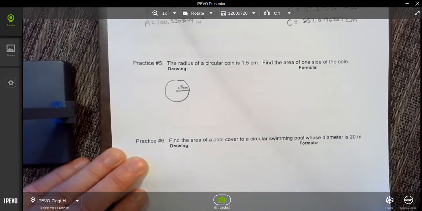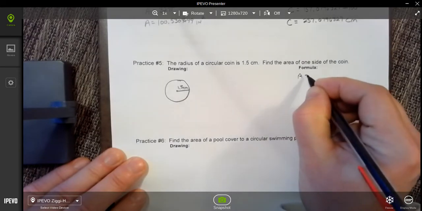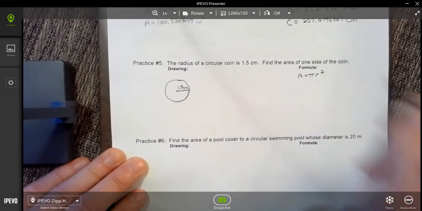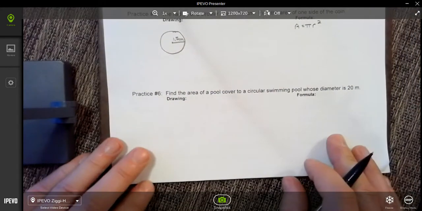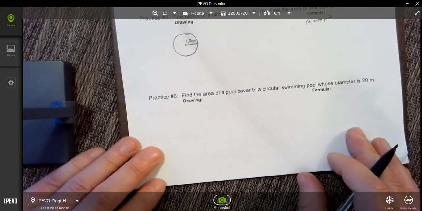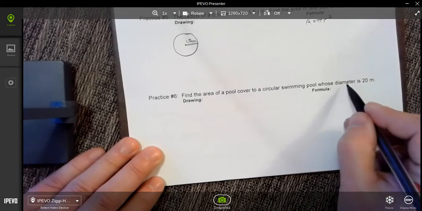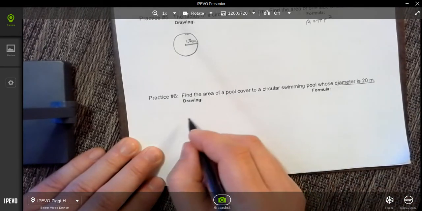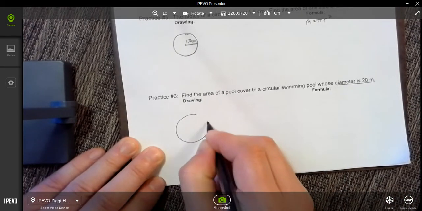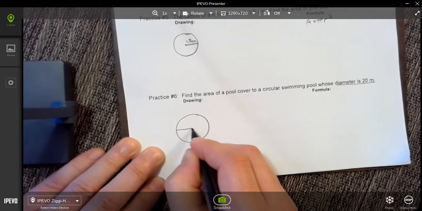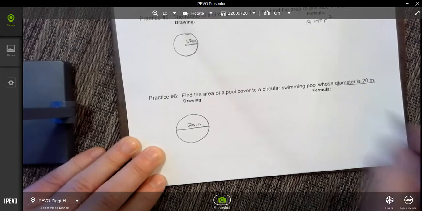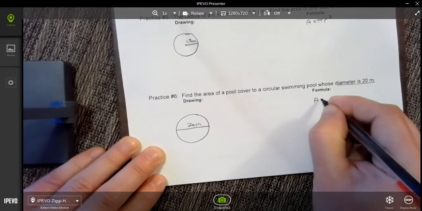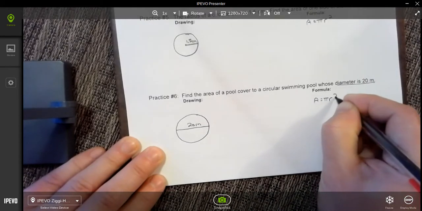Okay. And again, I know my formula for area. Area equals pi r squared. For question number 6, it says to find the area of a pool cover to a circular swimming pool whose diameter is 20 meters. So this time I'm going to draw a circle, and it's going to have a diameter of 20 meters. But remember our formula, area equals pi r squared.